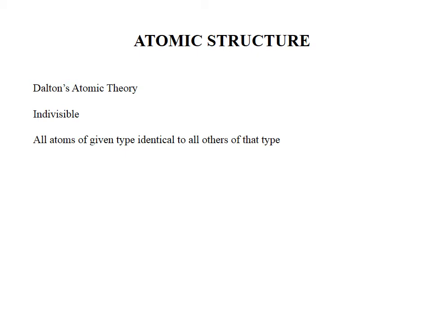And so, for example, if we think about a hydrogen atom and an oxygen atom, a hydrogen atom we'll just think about as being a little green ball, an oxygen atom as being a bigger red ball. So every hydrogen atom, according to Dalton, would be a little green ball, every oxygen atom would be a little red ball.